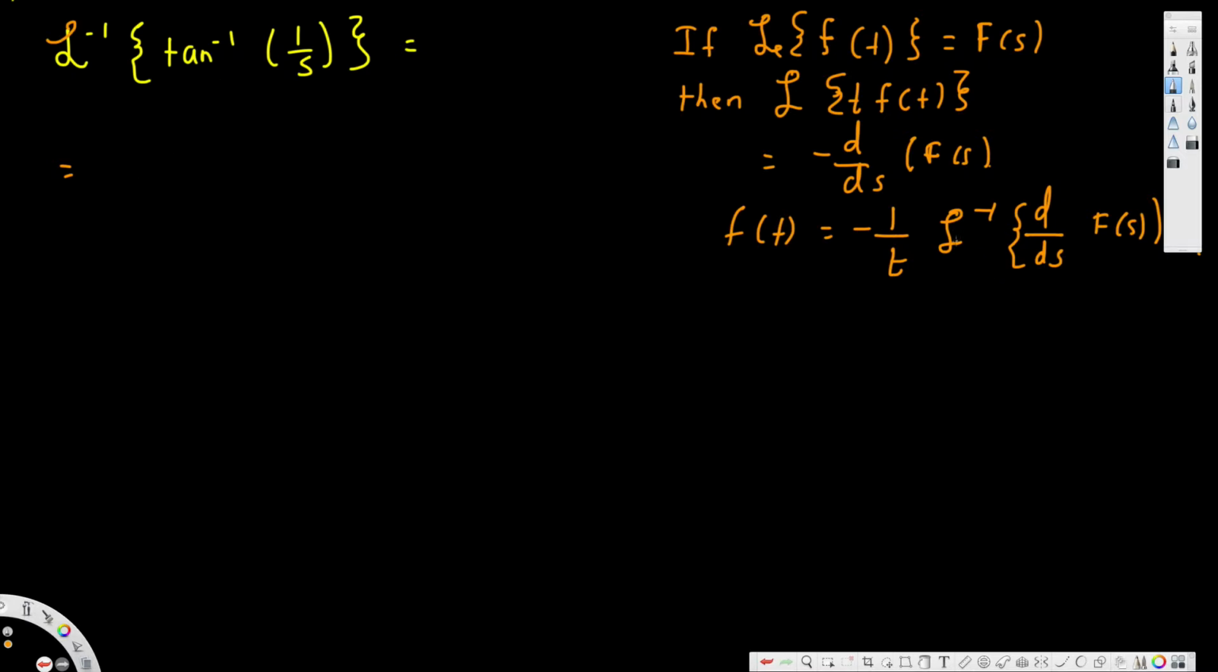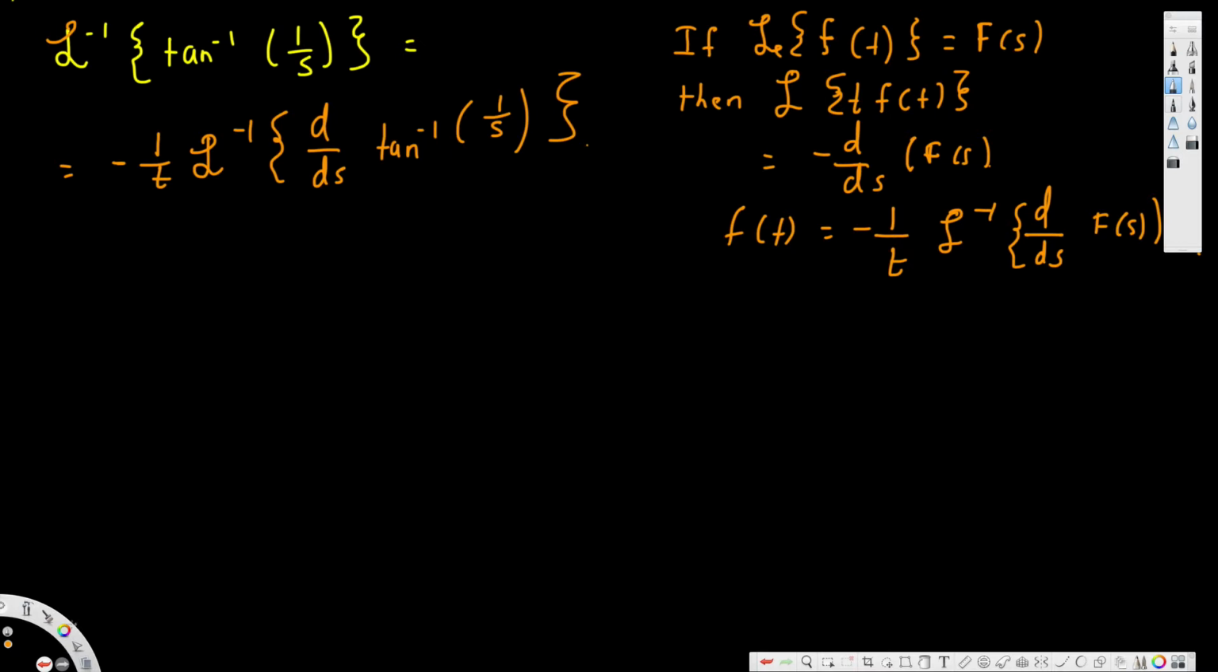So if we replace into this pattern, this is going to become negative 1 over t times the Laplace inverse of d by ds of F of s. In our case F of s is tan inverse 1 over s.